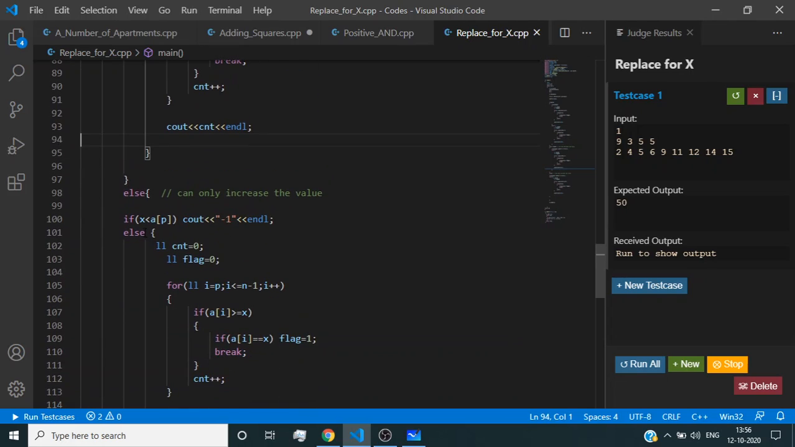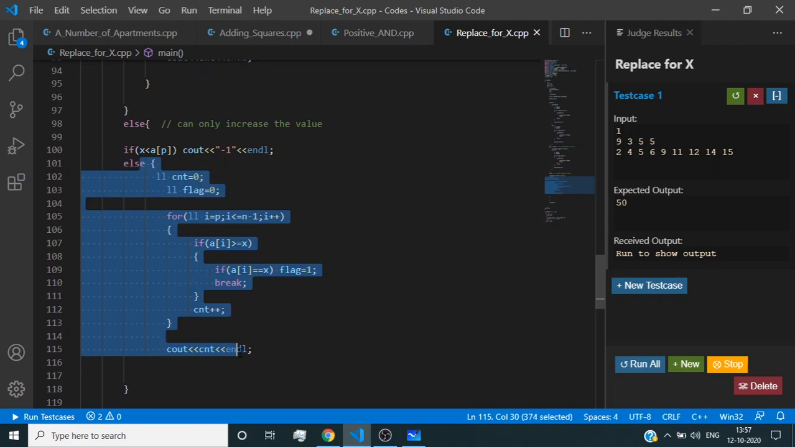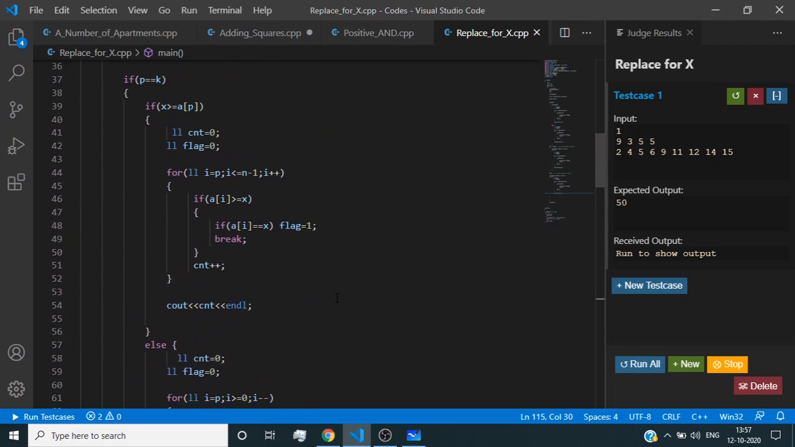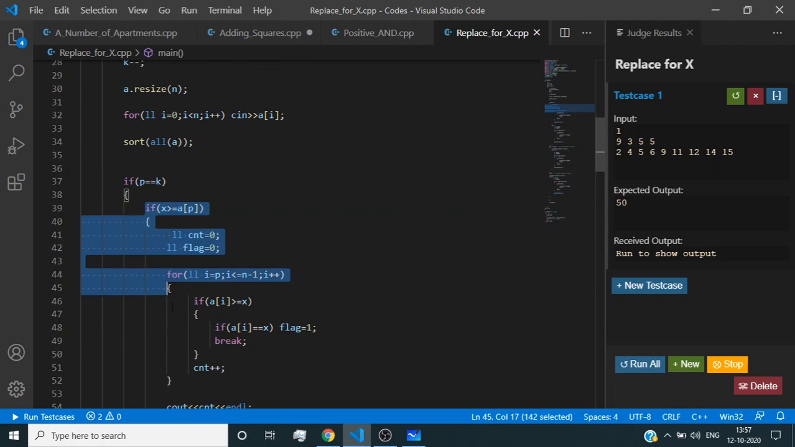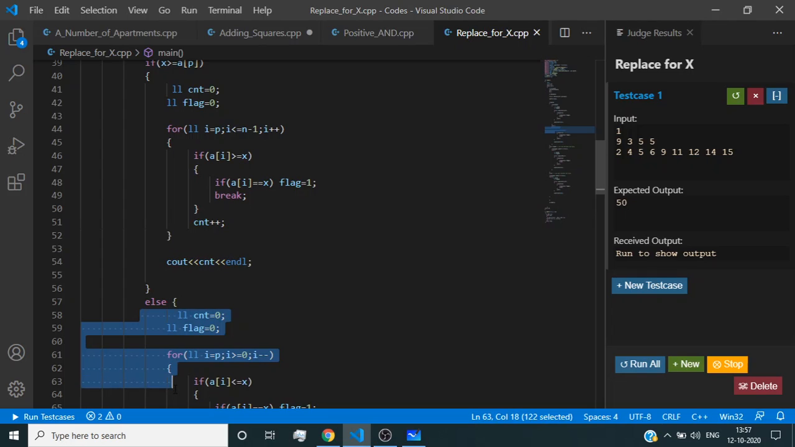And similarly, if p is greater than k, then we can only increase our value at that pth position, and if it doesn't satisfy, we will print -1, and then I'd proceed the same way. And in p is equal to k, I just used both these for loops, whichever works, and we would get our answer.